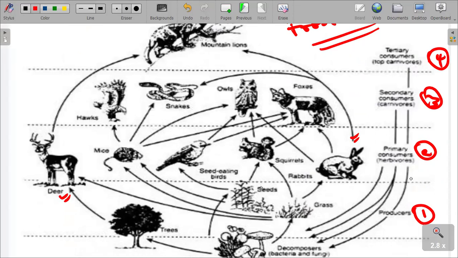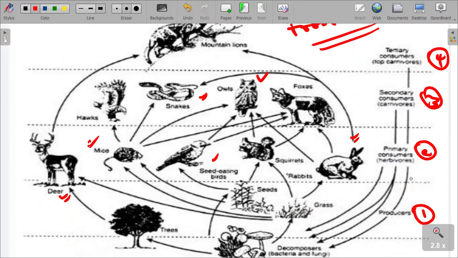We also have the grass being eaten by the squirrel. We have also the grass being eaten by the seed eating bird. We have the bird being eaten by the owl. The fox also eats the mice. So hawks eat the mice again. The mice is eaten by the snake.